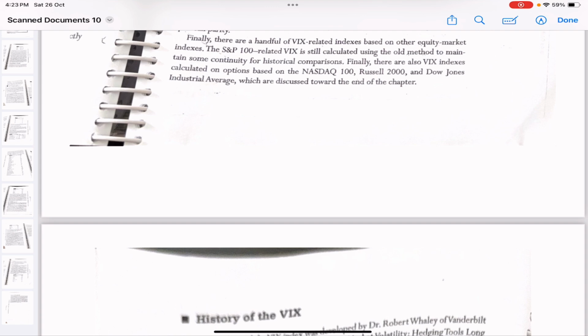Okay, so there are a handful of VIX related indexes based on other equity indexes. The S&P 100 related VIX is calculated using the old method to maintain some continuity of the historical comparisons. Finally, there are also VIX indexes calculated on options based on the Nasdaq 100, Russell 2000, and Dow Jones Industrial Average. So there is a VIX index for each particular market, which is what I've been discussing so far.